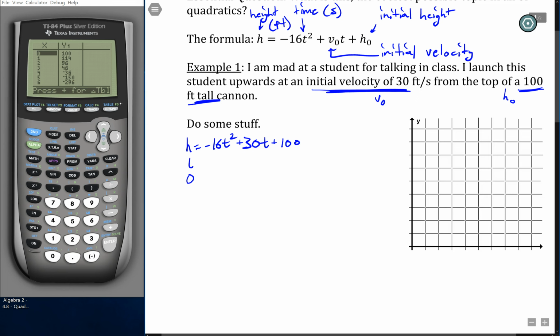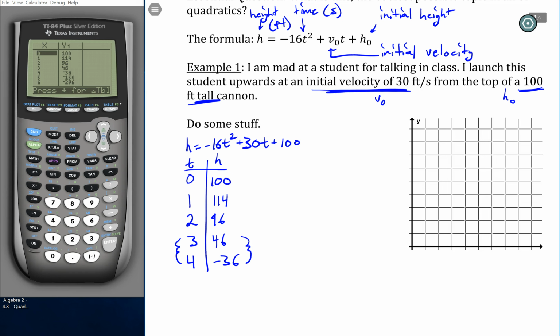So at a time of 0, I am starting at a height of 100. And that should make a lot of sense, right? That was our initial height. At 1 second, I'm getting up to 114 feet. At 2 seconds, I'll be at 96. At 3 seconds, I'll be at 46. And then we notice at 4 seconds, I've gone negative. So remember, somewhere in between 3 seconds and 4 seconds, I'm getting to a height of 0. In other words, somewhere in between 3 and 4, I'm hitting the ground.